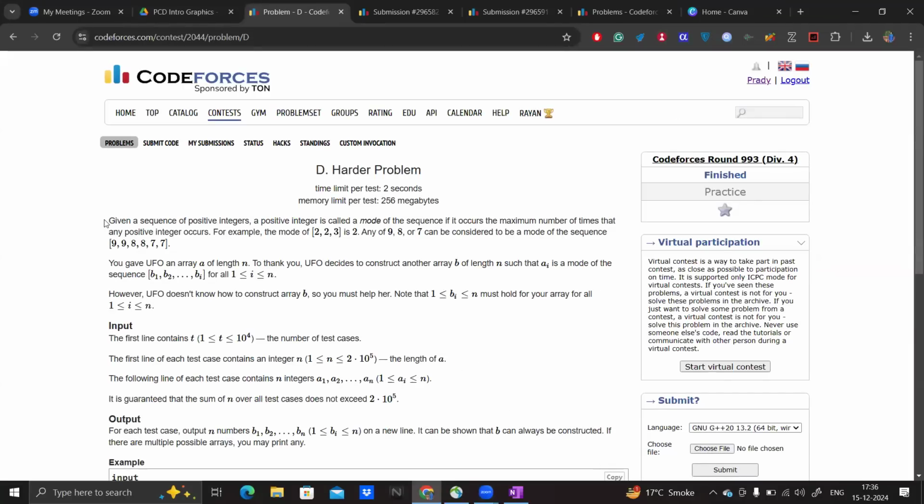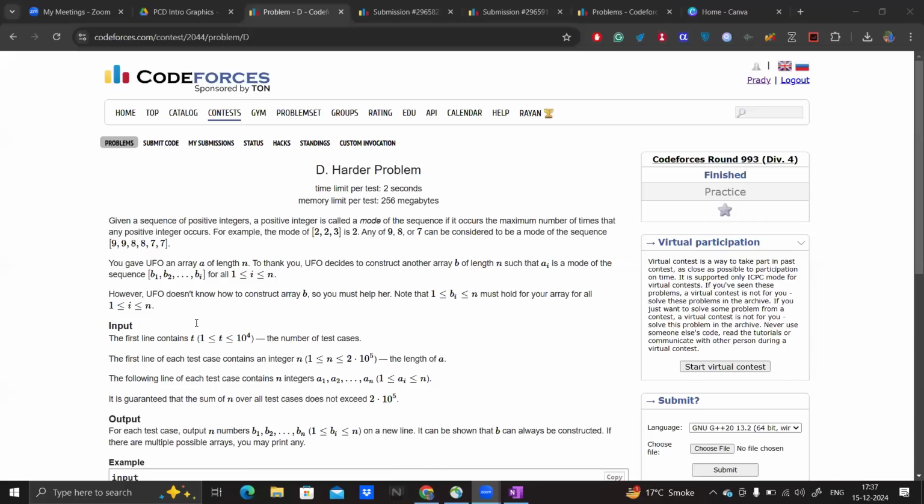Okay. So the problem says, given a sequence of positive integers, a positive integer is called a mode of the sequence if it occurs the maximum number of times that any positive integer occurs. For example, the mode of 2, 2, 3 is 2, and the mode of 9, 8, 8, 7, 9, 7 is any of the numbers 9, 8, or 7. All three of them occur with frequency 2, and 2 is the maximum. So therefore, we can say that they are the mode, right?